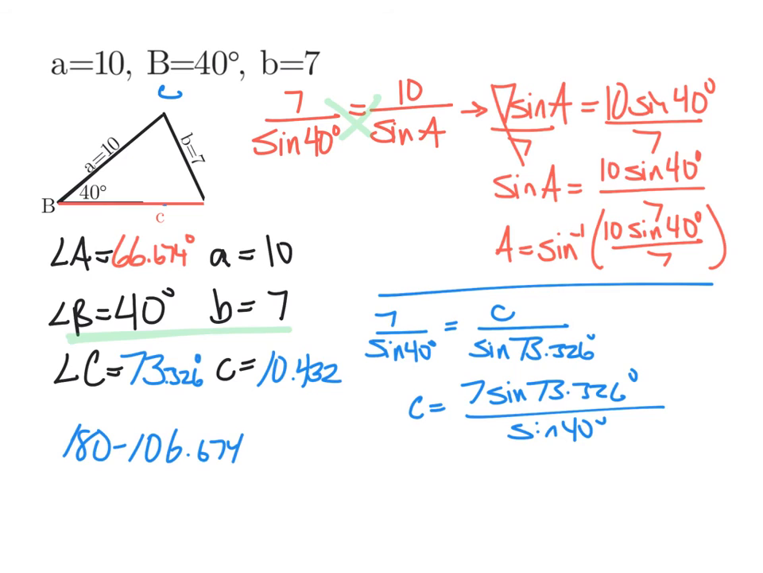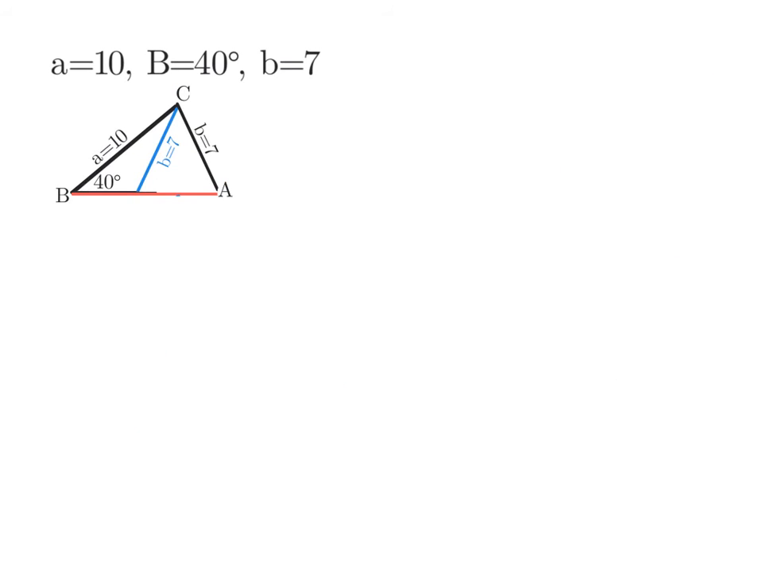And now this triangle is solved. However, remember, we've got to find both solutions. The second solution is going to happen when we take side B and swing it inside that triangle that we just found, creating this triangle right here.